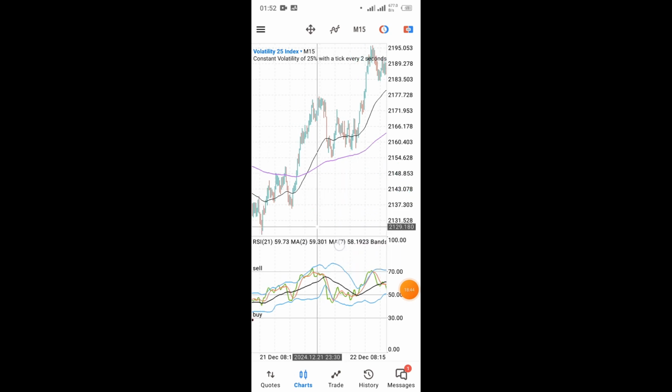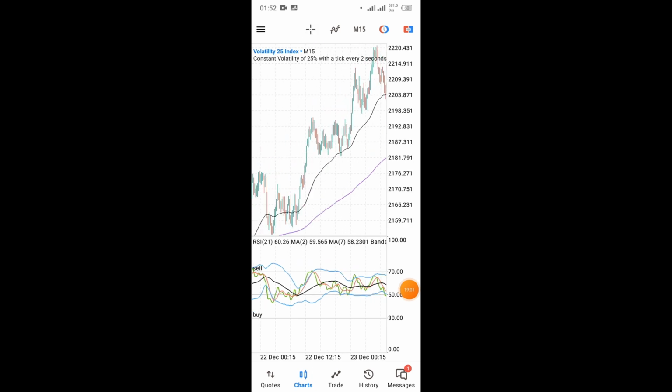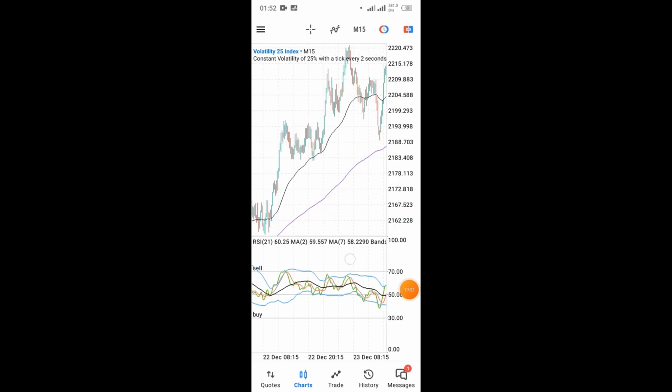Then when the moving averages again cross for a buy over here, we wait for the market to pull back to the 50 moving average, and it's also around the level 50 over here. So when it crosses over and crosses above this black moving average, we take our entry. We are guaranteed that it's going to buy.